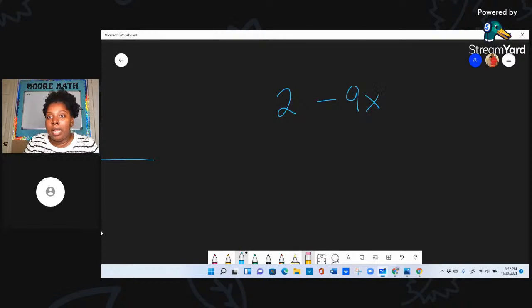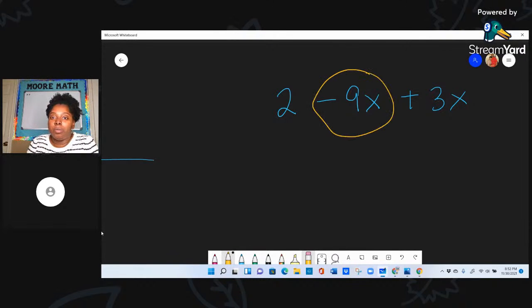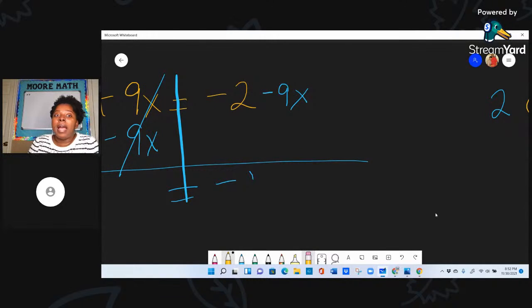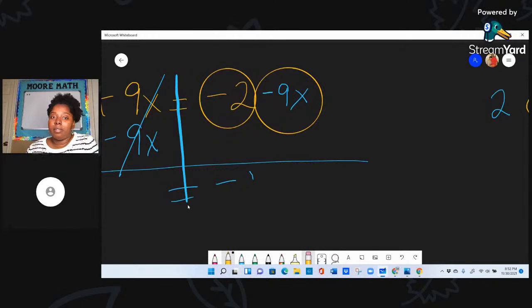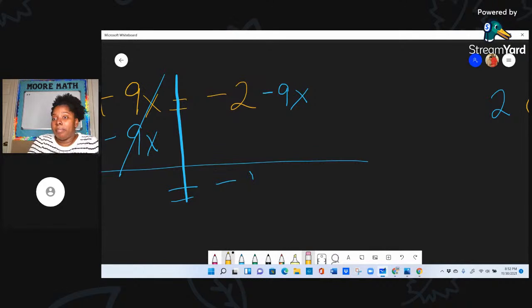Let's say 2 minus 9x plus 3x. Which 2 can I combine? 9x and 3x. Okay. Why can't I do 2 and 9x? Because they don't have the same variable. Okay. Look at what you just did. You just tried to combine -2 and 9x. Can I do that? No. No. Okay. I can't combine them.